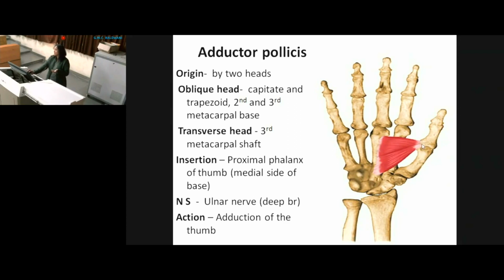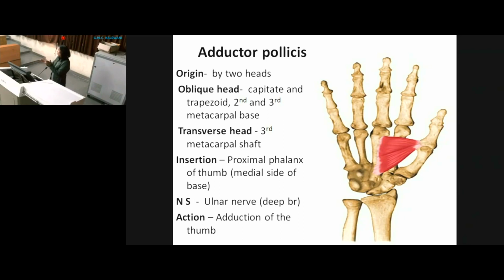Both the heads are inserted into, again, the same insertion as the others, but it is on the medial side, क्योंकि ये निकल रही है तुम्हारी medial से, तो lateral पे तो जाएगी नहीं क्रॉस करके. So it is inserted into the base of the proximal phalanx on the medial side. When there is a contraction of this muscle, it helps in the adduction. तो इसका काम adduction है, so it is inserted on the medial side of the base of the proximal phalanx.